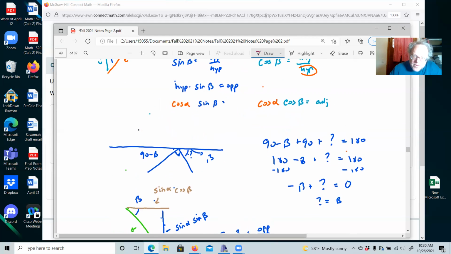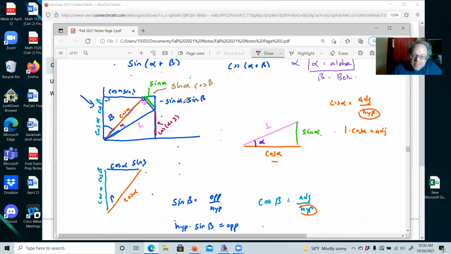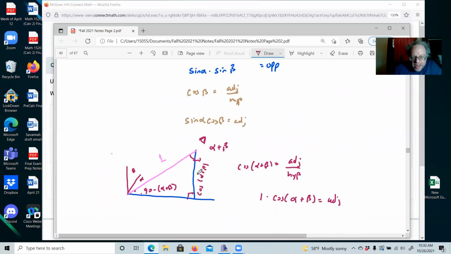We go all the way back up here. So we have cosine of alpha plus beta. That's this spot right here. That's this length. All right. And now we'll come down here. Again, we're looking at it from this point of view. What's the sine of alpha plus beta? That's going to be the opposite over the hypotenuse.